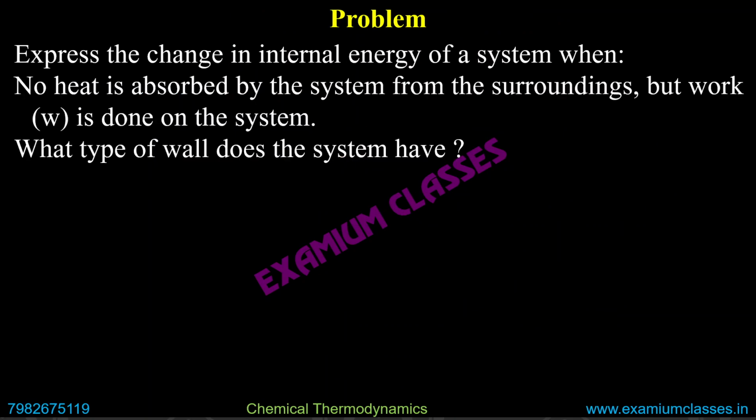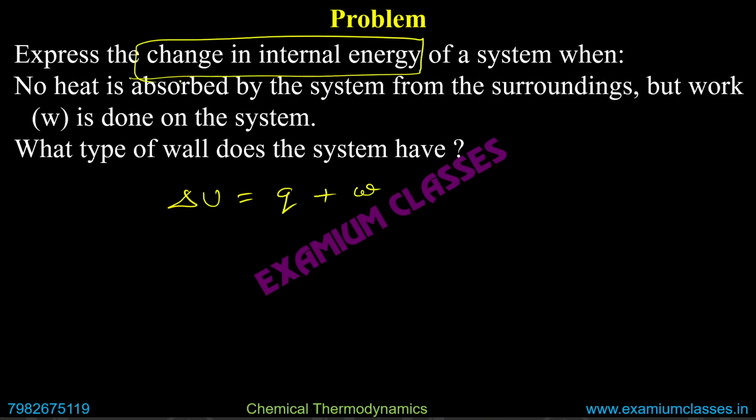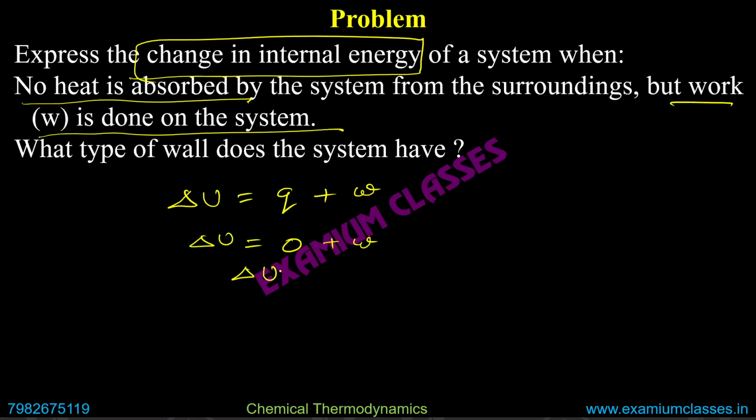So the law of conservation of energy. Now the question: express the change in internal energy of a system when no heat is absorbed by the system from the surroundings, but work is done on the system. So we need to find delta U, and we know that delta U is equal to Q plus W. It is written no heat is absorbed, so Q is 0. Work is done on the system, so it will be positive. So delta U will be plus W.